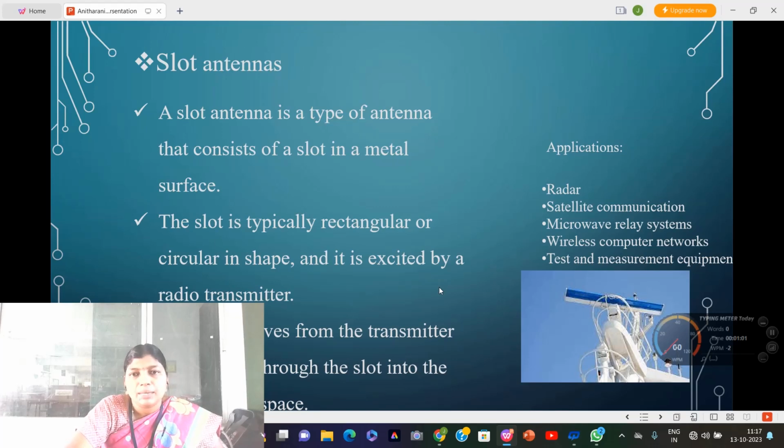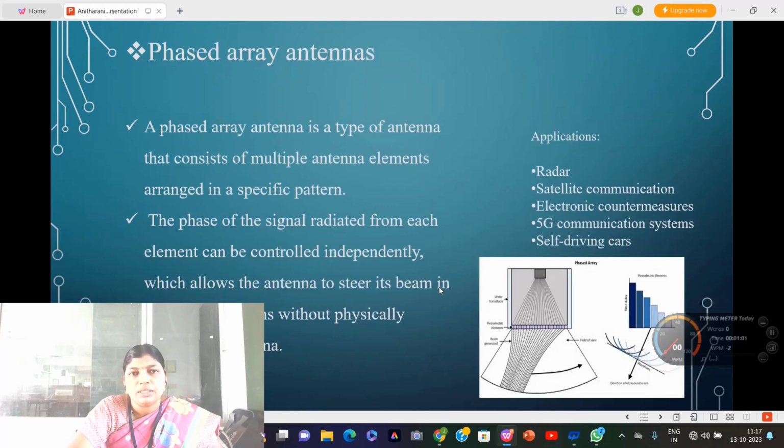Next one is the slot antenna. A slot antenna is a type of antenna that consists of slots in a metal surface. The slot is typically rectangular or circular in shape, and it's excited by the radio transmitter. The radio waves from the transmitter are radiated through the slots into the surrounding space. It is also used in radar, satellite communication, microwave relay systems, wireless computer networks, and test and measurement equipment.